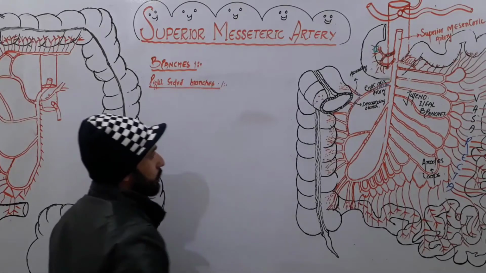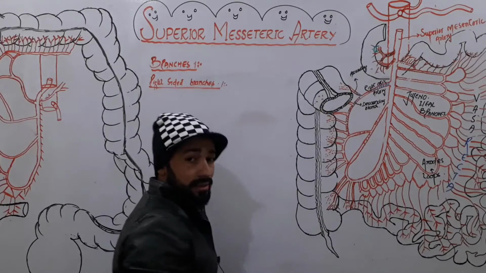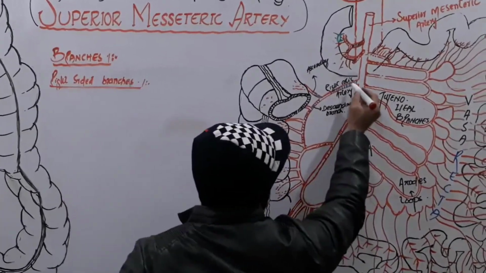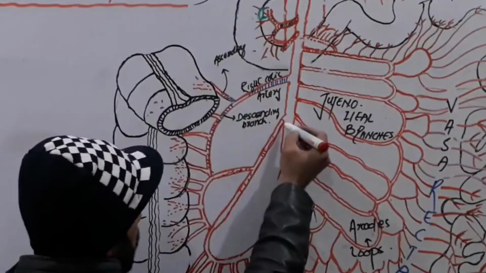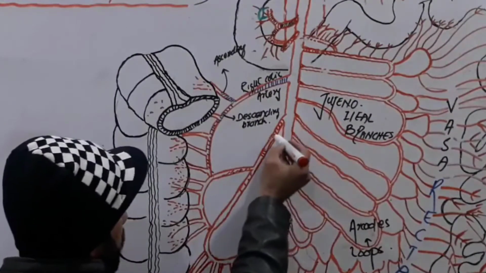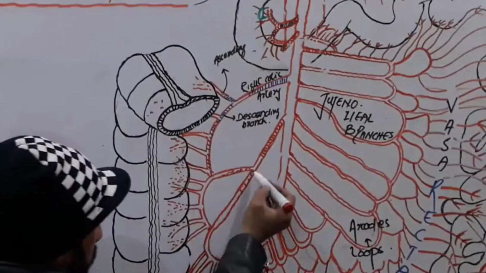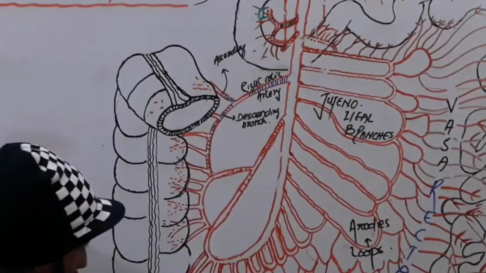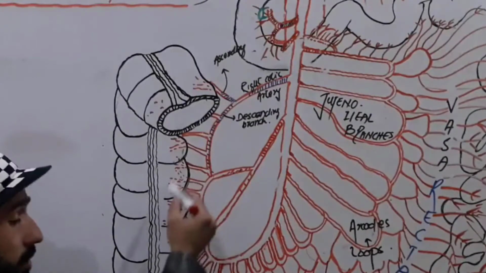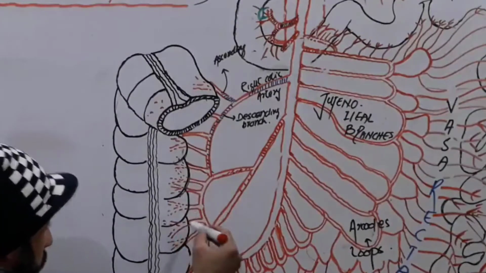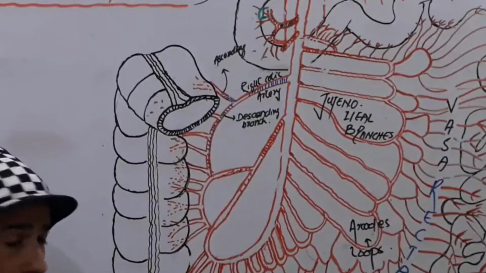Let's discuss this next branch which arises from the superior mesenteric artery, right? So we have discussed up to here, this is our right colic artery. Now this artery which arises from the superior mesenteric artery is going to two important regions. One branch of it is going towards the ileum and one branch of it is going towards the middle part or the lower part of the ascending colon, right?